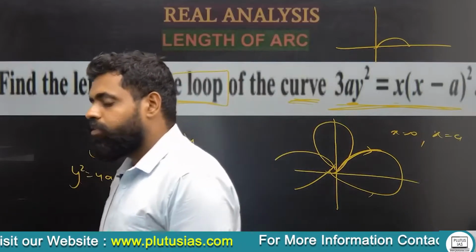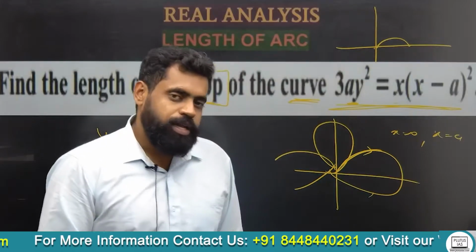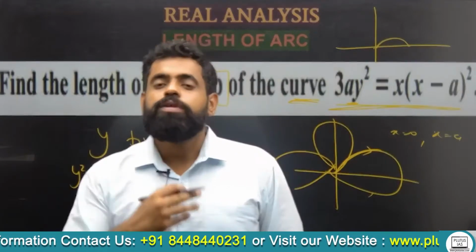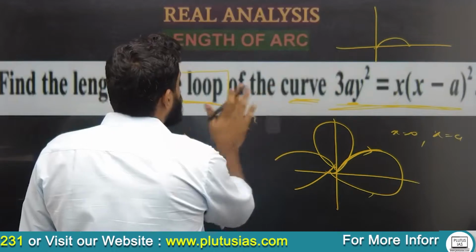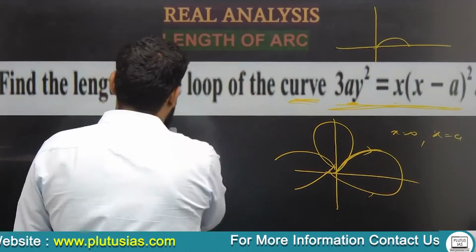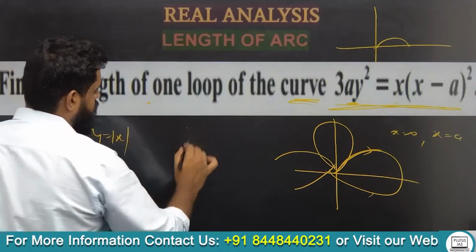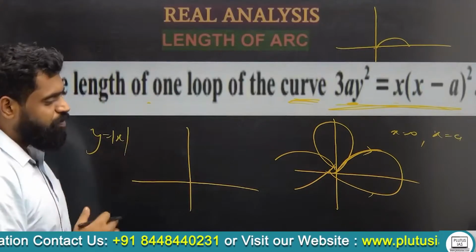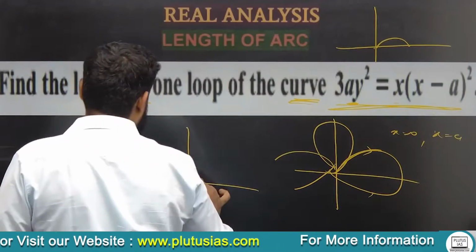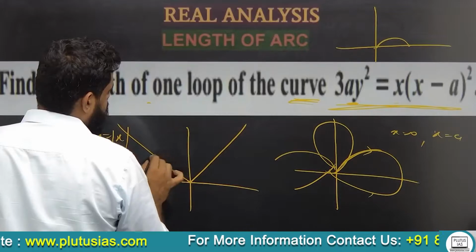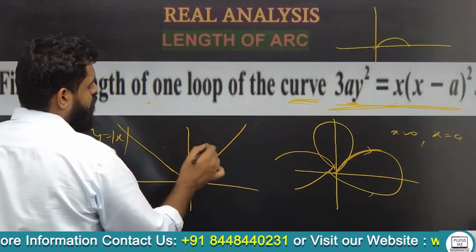Similarly, if you replace x by minus x and the equation doesn't change, then it is clear that it is symmetric about the y-axis. For example, take the curve y is equal to x square, or suppose I take the curve y is equal to mod of x. If you replace x by minus x, the modulus function doesn't change. When we see the graph of y equal to mod x, we can clearly see that it is symmetric about the y-axis.